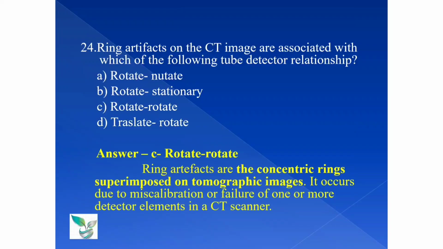So let's see the explanation. Ring artifacts are concentric rings superimposed on tomographic images. They occur due to miscalibration or failure of one or more detector elements in the CT scanner. So miscalibration of the detector will result in ring artifact.